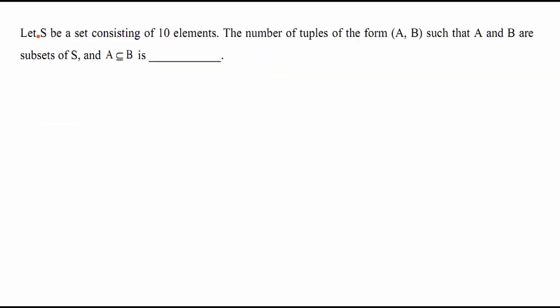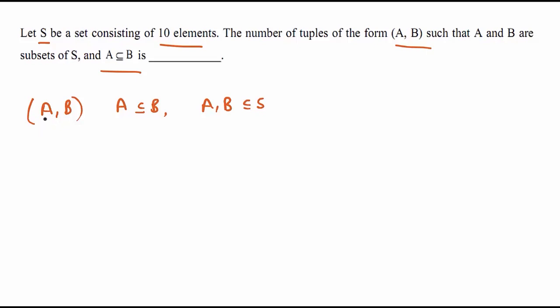Okay, let's solve this question. This question is saying that there is a set S which consists of 10 elements. Okay, and they are asking the number of tuples of the form A comma B such that A and B are subsets of S and A is a subset of B. So what they are saying is that there are two sets A and B where A is a subset of B, also A and B both are subsets of S. Now how many such pairs are possible for A and B? That's what they are asking, right?